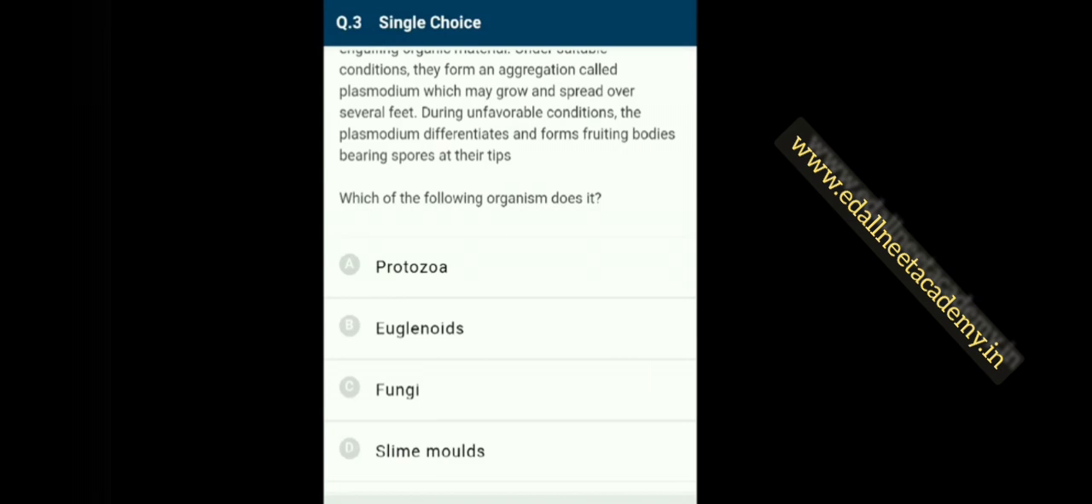These spores possess true walls. They are extremely resistant and survive for many years even under adverse conditions. The spores are dispersed by air currents. So the answer is option D, slime moulds.